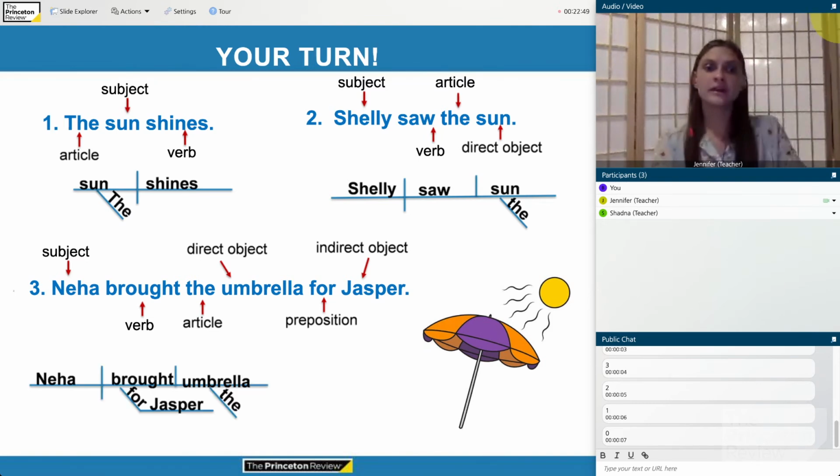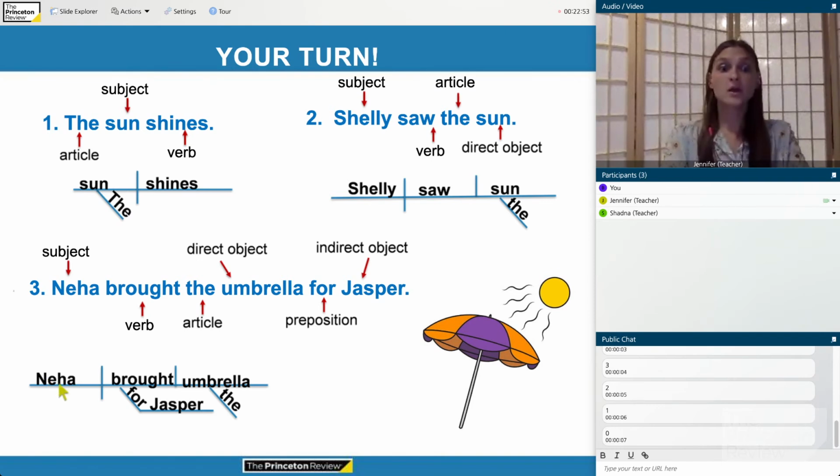And this is what it's going to look like. Our subject, Neha, is to the left of the first vertical line, the verb, brought, and the direct object, umbrella, to the right of that second vertical line, the is beneath umbrella, and for Jasper. All right, so those are those last 3 here. And if anyone has questions before or during the cool down, which is the final iteration of the warm-up, feel free to type them in.